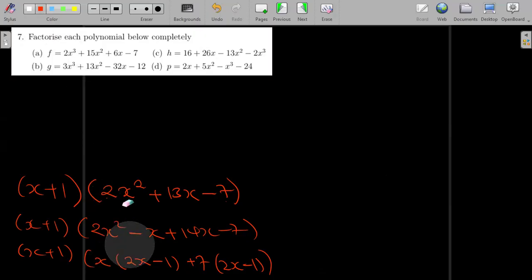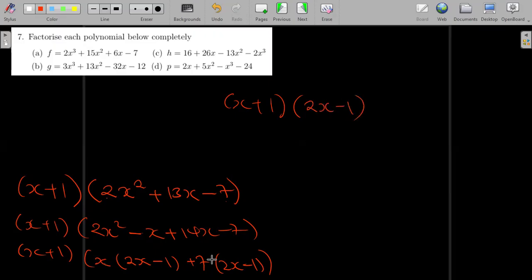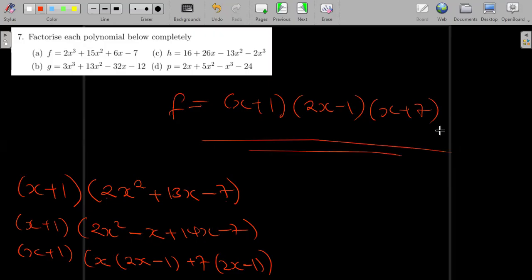So there, what do I then remain with? I then remain with x plus 1. Then I choose one of these since they're the same. So that would be 2x minus 1. Then I get my x plus 7 there. So I have factorized this polynomial function like that. So that's how you do it. Easy, I guess, if you follow the steps that are given there.